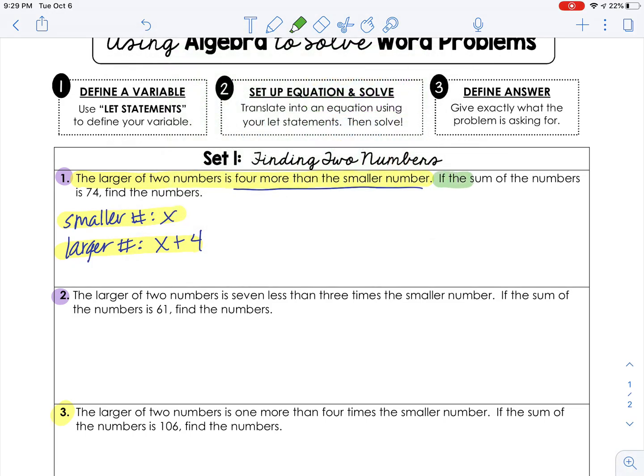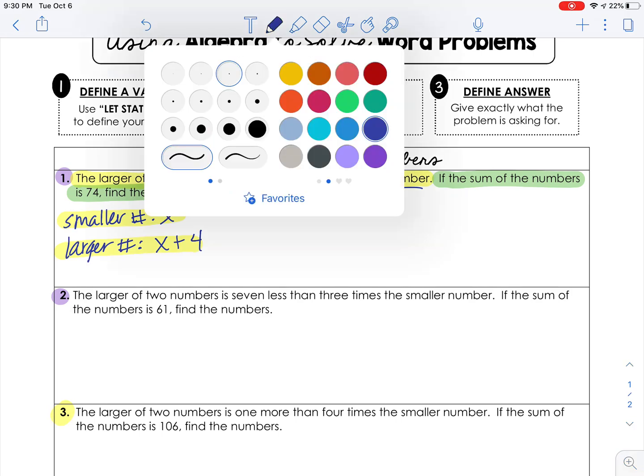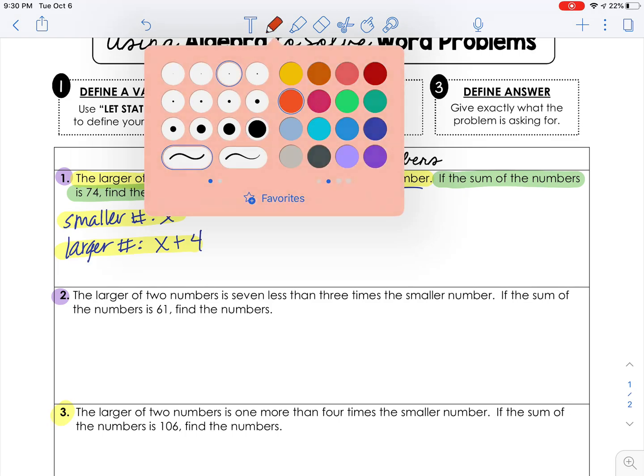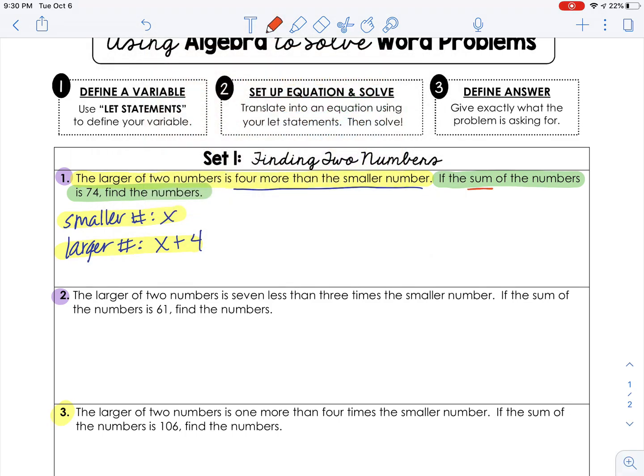Our second sentence says, if the sum of the numbers is 74, find the numbers. So next I'm going to come over here. Sum means add. Sum of what? The two numbers, x and x plus 4. So x plus 4. It says the sum of the two numbers is 74. Is means equals. And this is supposed to equal 74.